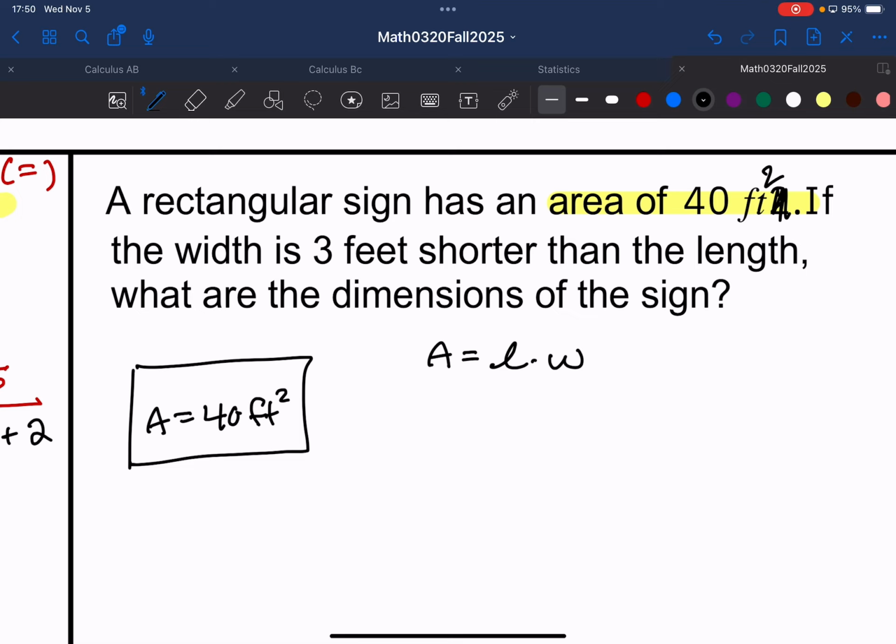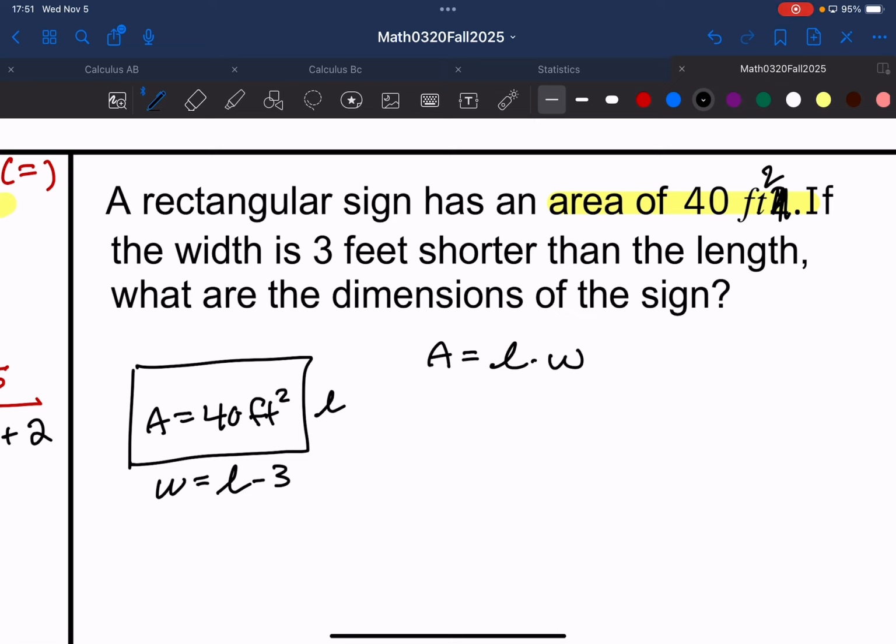Then it says if the width is 3 feet shorter than the length. Okay, so that means we don't really know what length is, so I'm just going to write L. But we know width is going to be equal to what? How would I write 3 feet shorter than length? Minus 3, right? L minus 3, right? L is length, so length minus 3.